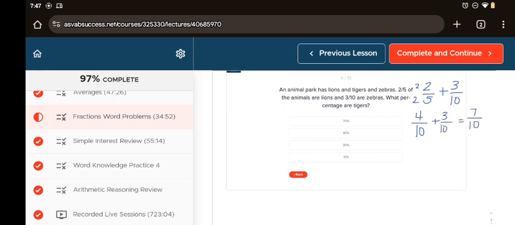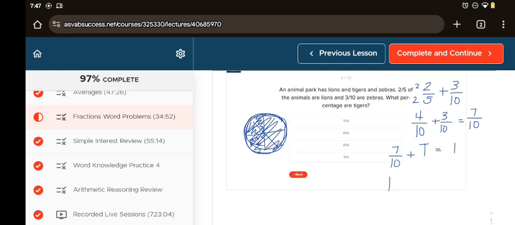This gives me 7 over 10. Now 7 over 10 plus tigers gives me all of them, 1. Why is all of them 1? Because fractions make up a piece, right? These are each slices of a pie, so to speak. So the whole thing is 1. And that's why we say it's over 1.